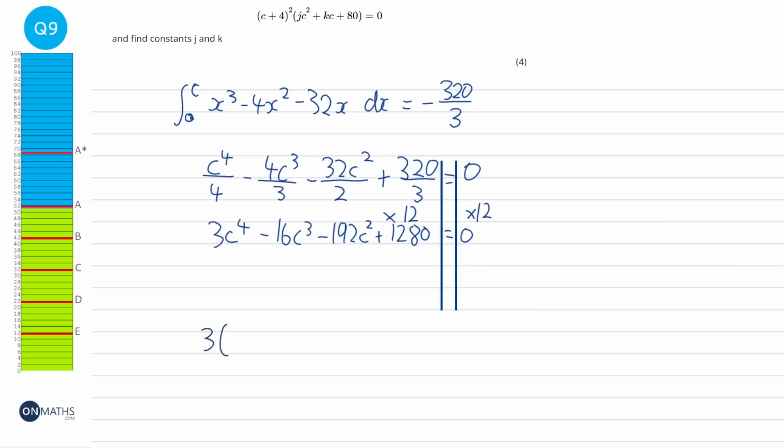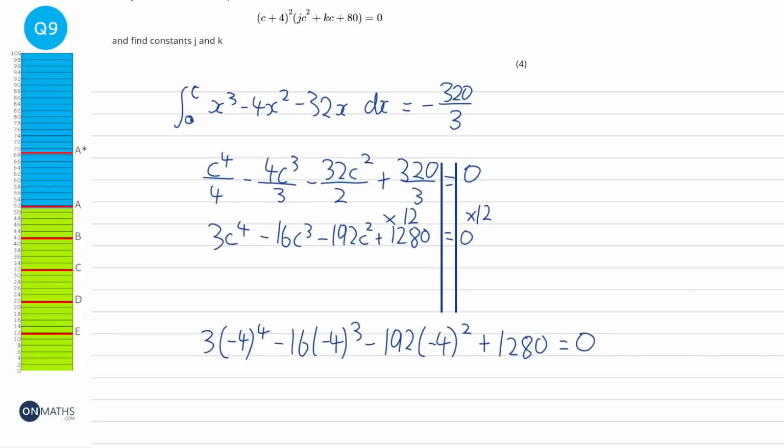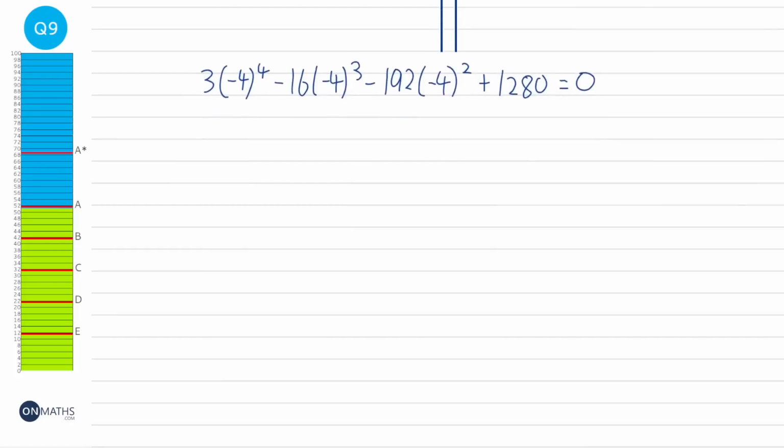So we're going to substitute in minus 4, because you can't use the fact that it's in the question as evidence that c plus 4 is one of the factors. Okay, when you type that into the calculator, you get the answer of 0. So we know that c plus 4 is a factor. Now we need to get rid of that c plus 4 from the equation. So what we're going to do is we're going to divide.